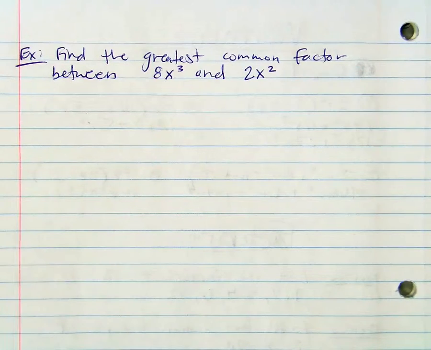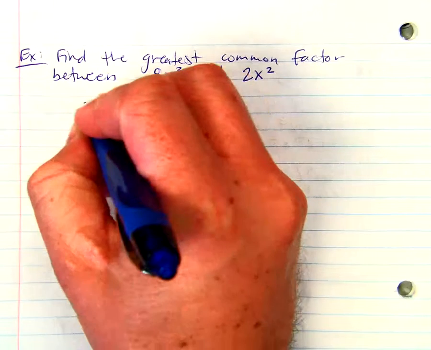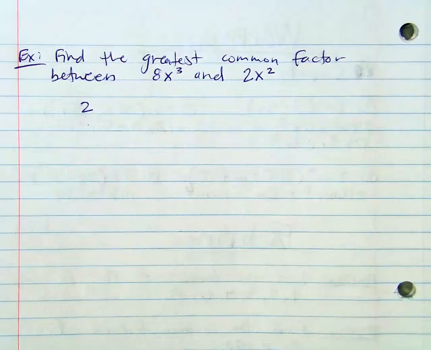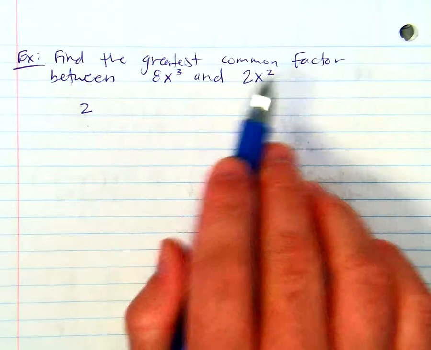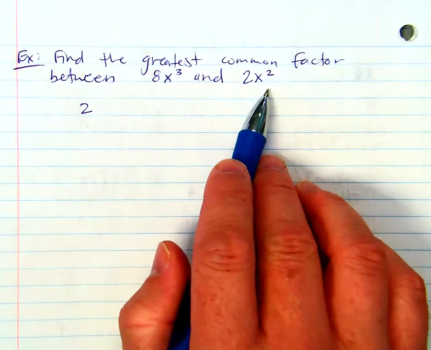We are guaranteed then, in this case, that 2 is the coefficient for the greatest common factor between these two things. So the greatest common factor between these is going to be the greatest common factor of the coefficient and the greatest common factor of the variables. So now let's just look at the variables. I have x cubed and I have x squared.